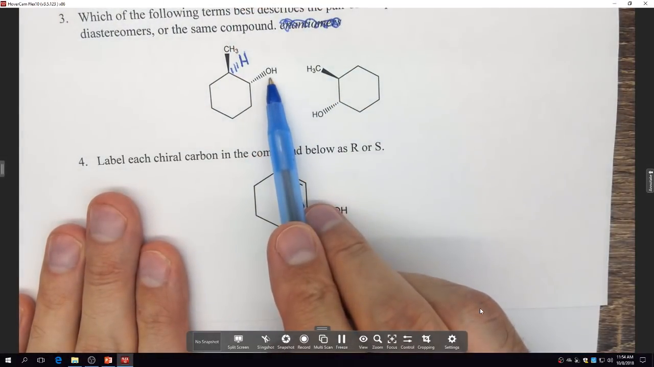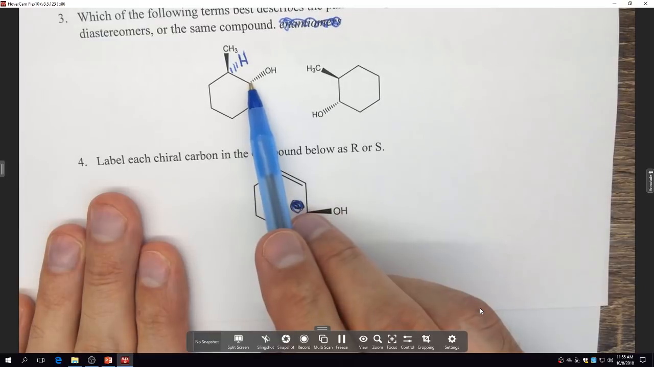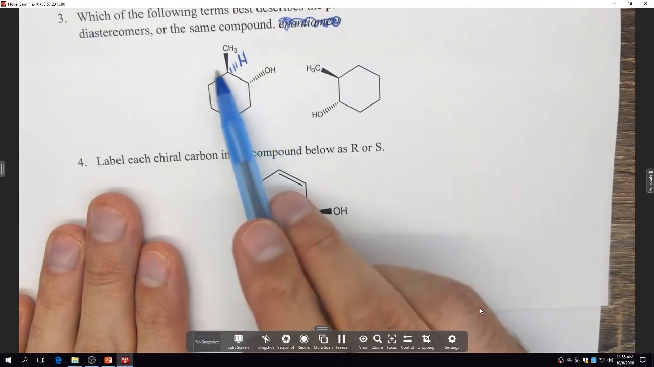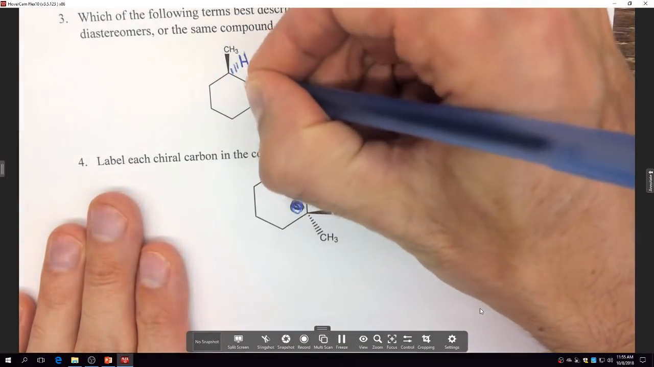Now we have an OH. This is also a chiral carbon. There's also a hydrogen attached to this one because it's only got 3 bonds: to OH, to this group, to this group. So there's a hydrogen. Is it sticking away from us, towards us, or in the same plane? This one's sticking towards us.